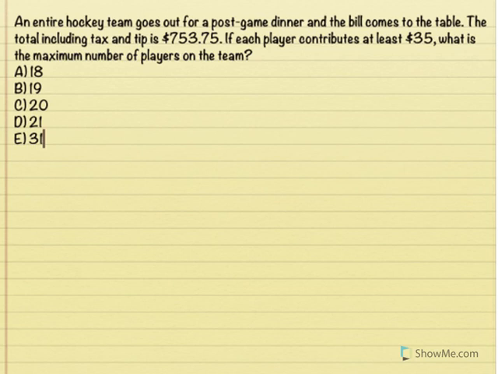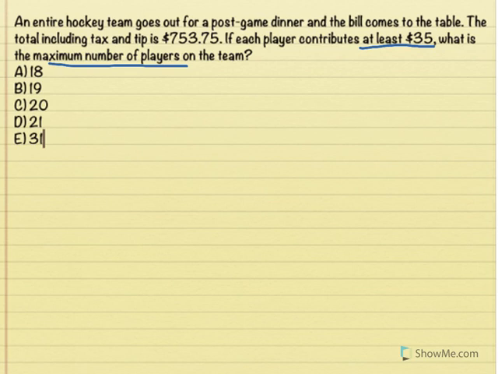A couple things I would highlight right off the bat are at least $35, everybody's contributing, and max number of players on the team. We know we're trying to get to a bill of $753.75, and because they say tax and tip is included, I'm going to assume they're not going to pay more than that. They're just going to pay up to that value. So given that, we could say the maximum number of players on the team. So how do we figure out the maximum number?